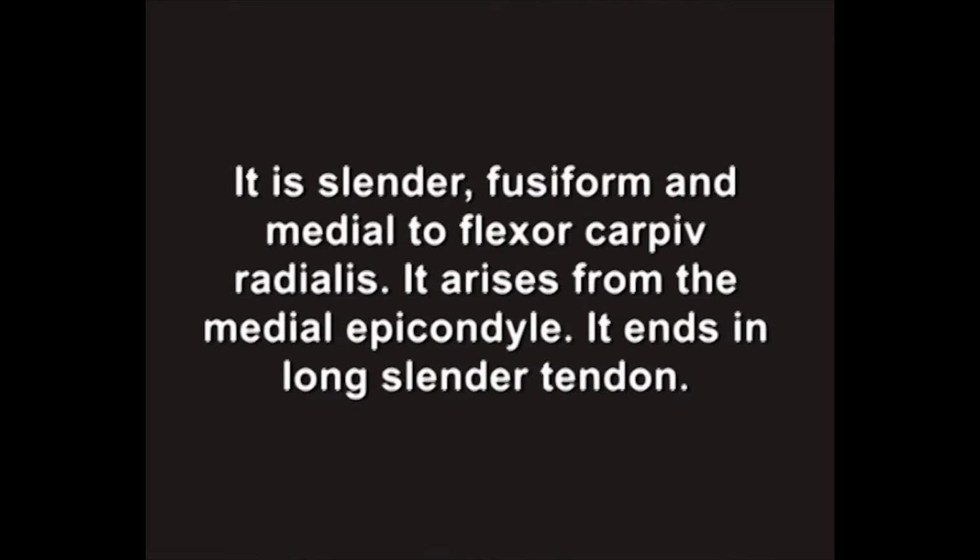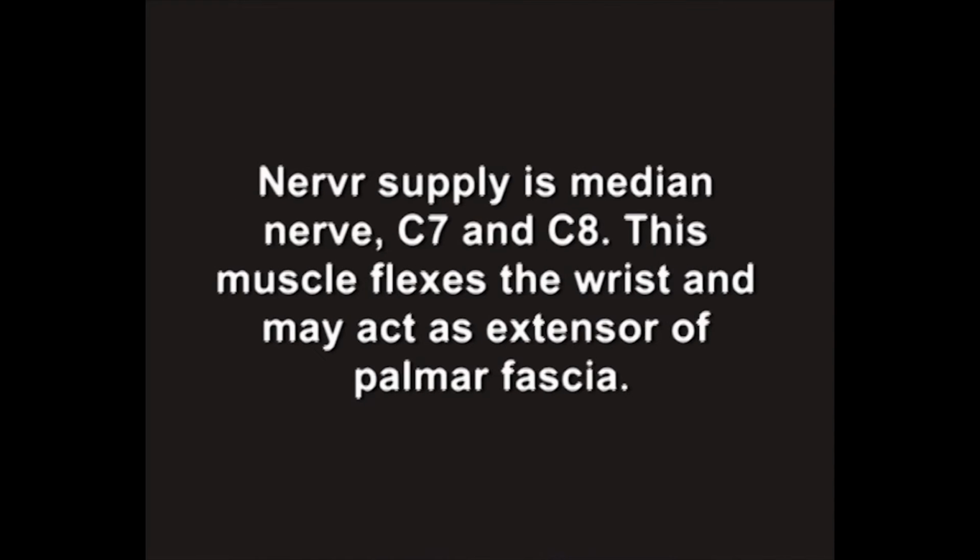Palmaris longus. It is slender, fusiform and medial to flexor carpi radialis. It arises from the medial epicondyle. It ends in a long slender tendon. Nerve supply is median nerve C7 and C8. This muscle flexes the wrist and may act as a tensor of palmar fascia.